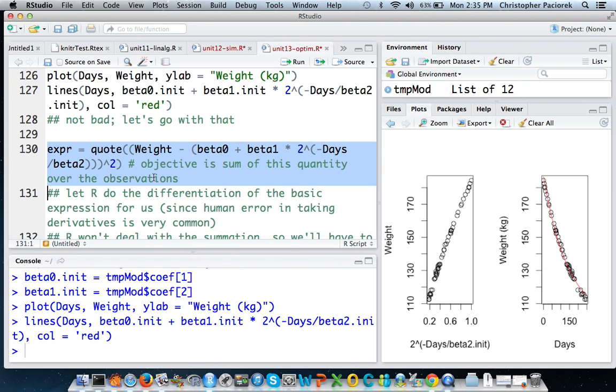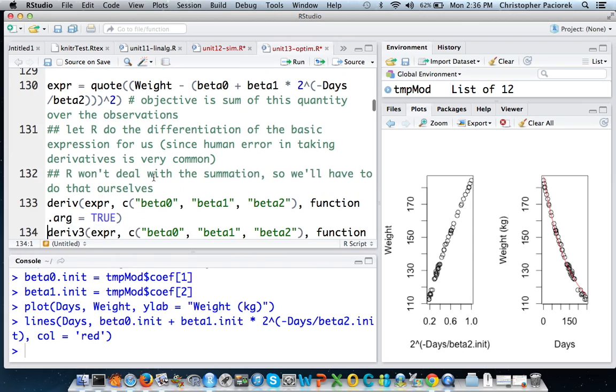The objective function in this case, this is just a nonlinear least squares problem. The objective function is just a sum of squares. So I'm going to write out a little R expression using quote. Remember this from when we were talking about not having R evaluate code, but just put it into a symbolic form. I'm just going to write out weight minus beta 0 plus beta 1. So this is just the sum of squares, the objective function here. And I'm going to store that in an R object that I'm calling expression.